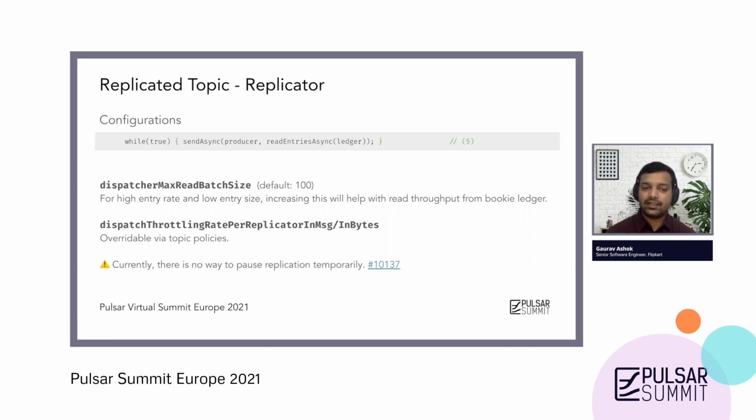The dispatch throttling rate configuration can be used to throttle the rate of replication, and it is also configurable via the topic policy. So it is a dynamic configuration. But I think that it comes with a cost. If the rate of replication is throttled, then it has an effect on the subscription failover, which we'll see how it works. So there is a configuration to throttle the replication if required, but there is no outright way to disable or stop or pause the replication temporarily, right? You can only throttle it.